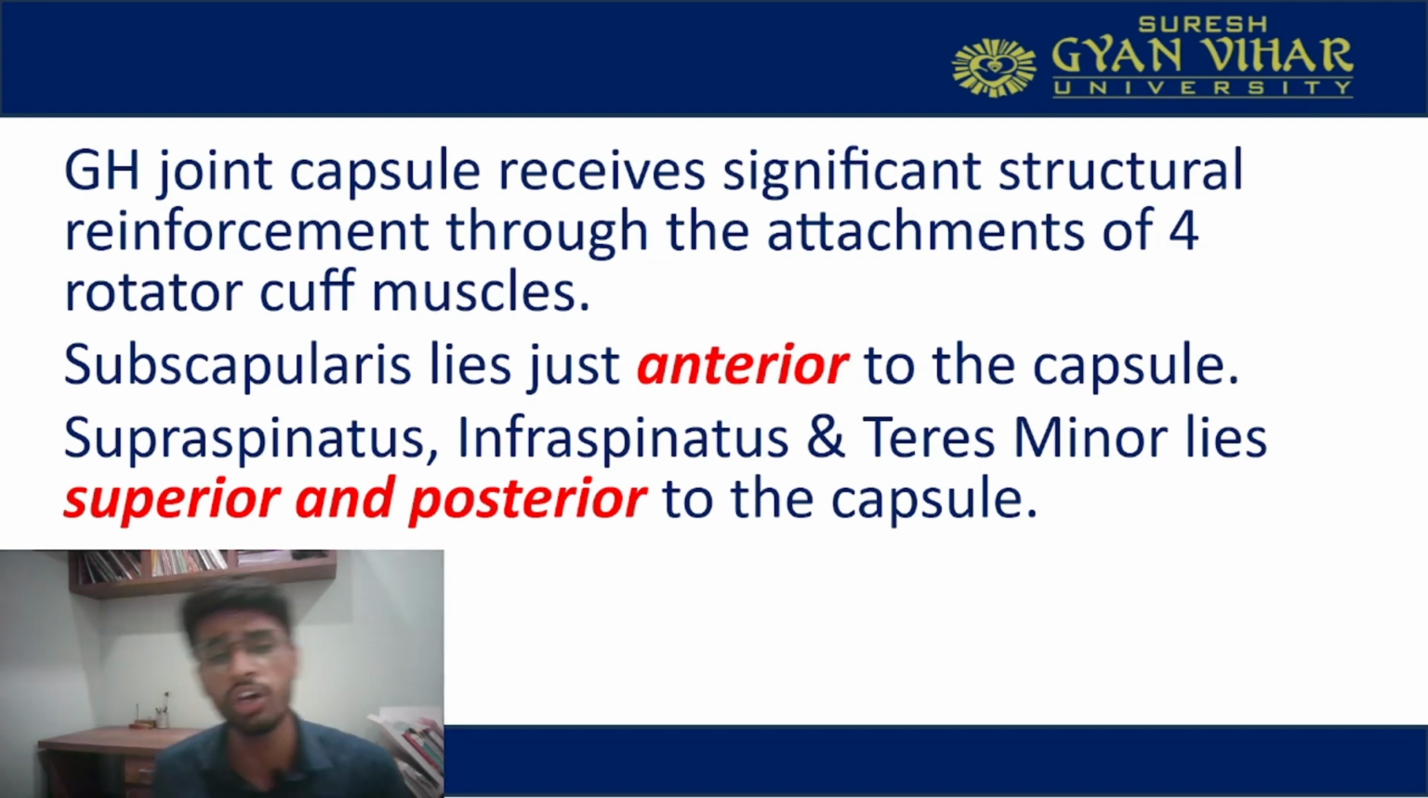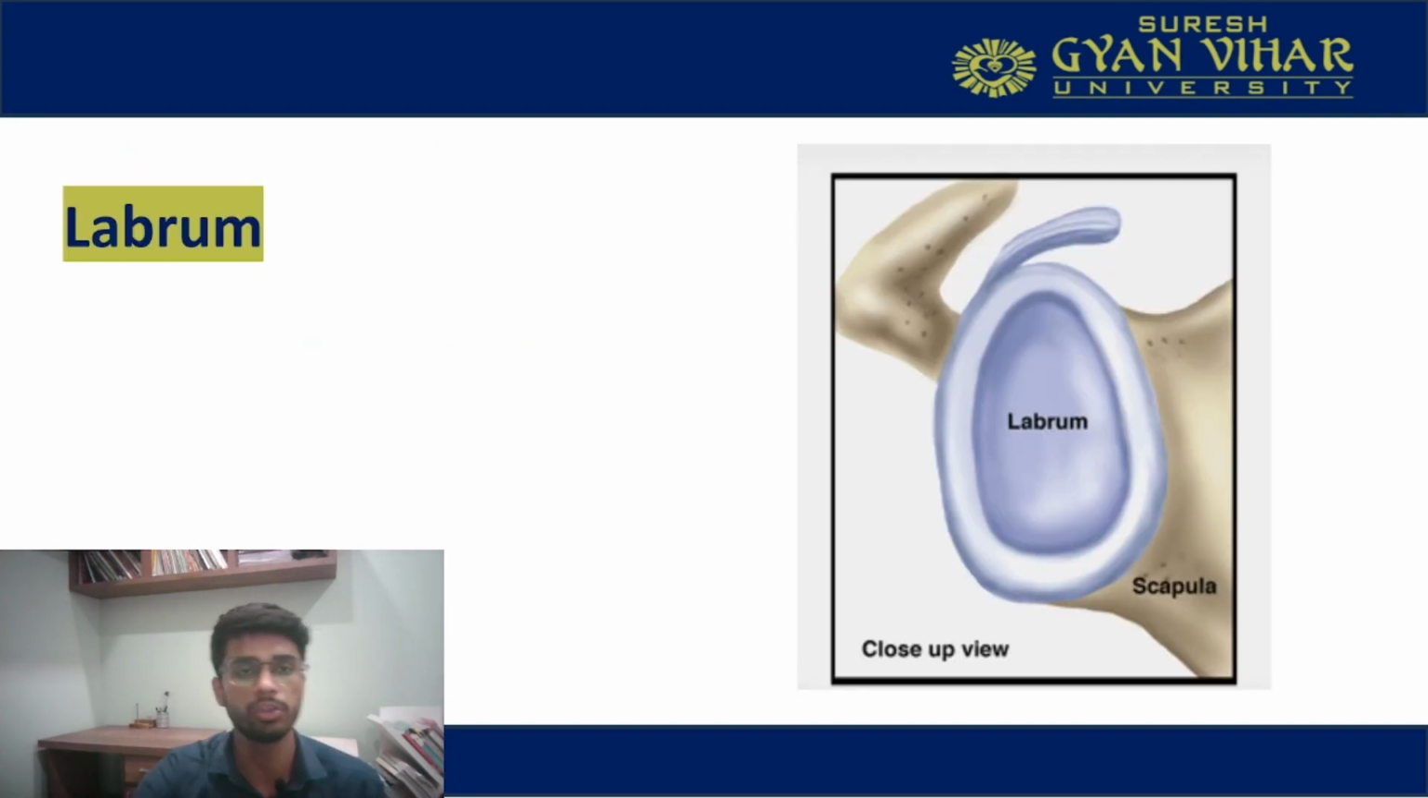The function of these muscles is to give strength to this capsule, so that it can stabilize the joint better, so that it can function in a stable way. It can provide stability to the joint. So this is how your capsule is getting reinforcement from the four muscles, your SITS, that is subscapularis, supraspinatus, infraspinatus and teres minor.